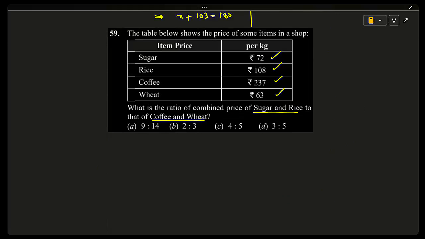Very simple question. Sugar and rice, we have to find the sum. Sugar and rice, 108 plus 72 is going to be 180. And coffee and wheat you add, you'll be getting 300. So 180, 300, they're asking ratio. 0, 0 cancels. 6 3s are 18. 6 5s are 30. 3 is to 5, that is option D.